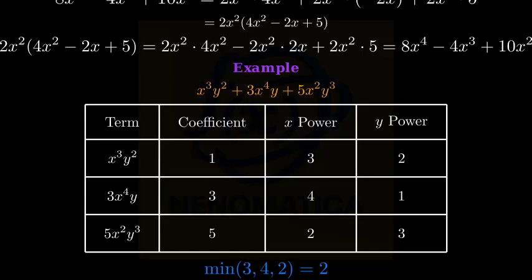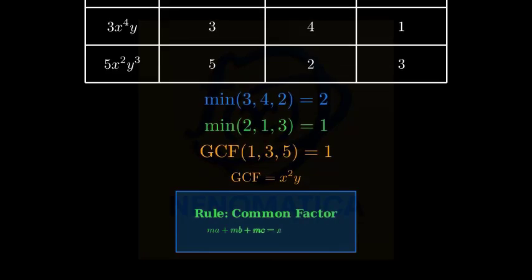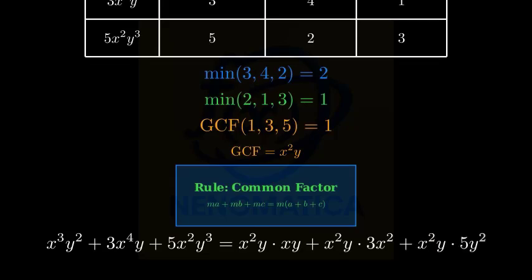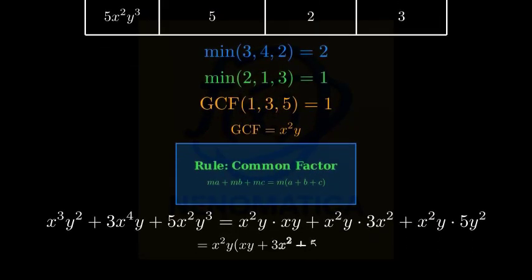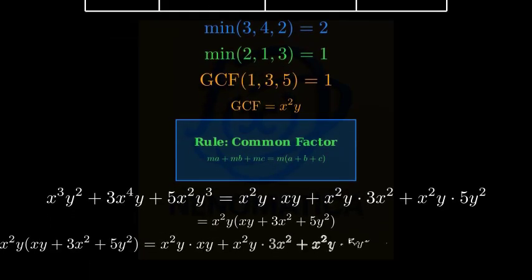Now, let's apply the common factor rule to factor this expression. The common factor rule for 3 terms states that m times a plus m times b plus m times c equals m times the quantity a plus b plus c. We factor out x squared y from each term. This gives us x squared y times the quantity xy plus 3x squared plus 5y squared. If we multiply this back, we get our original expression.